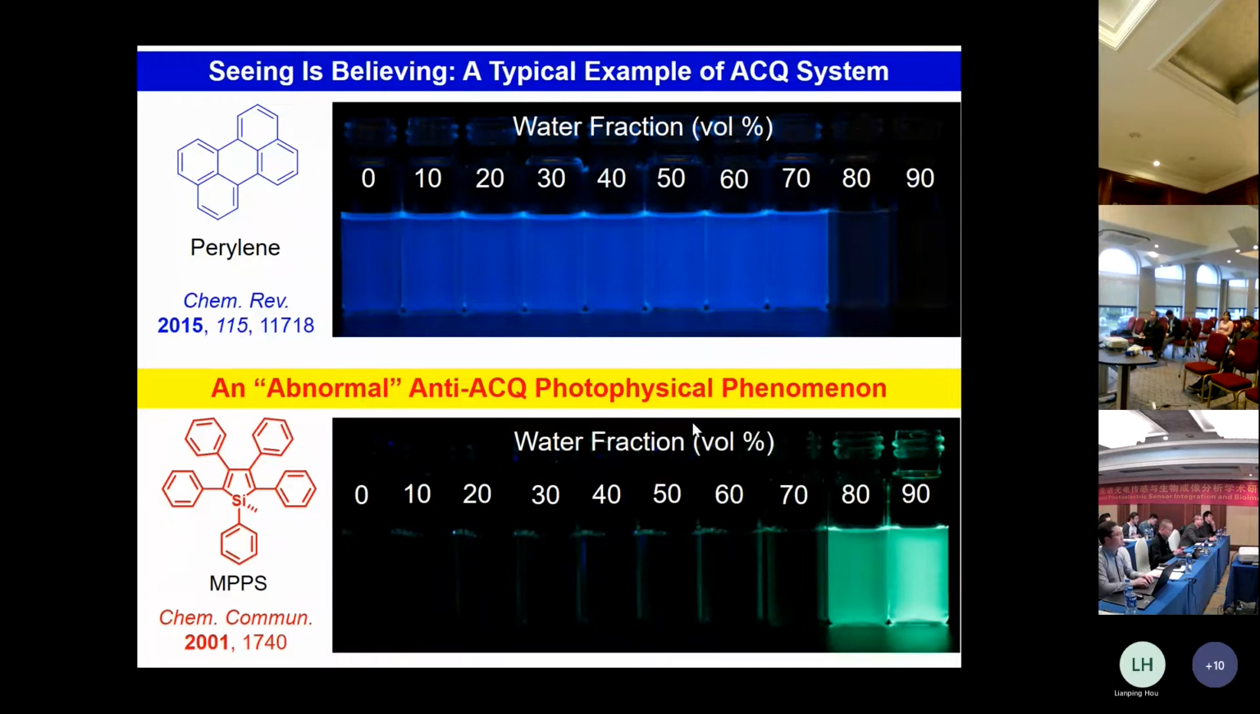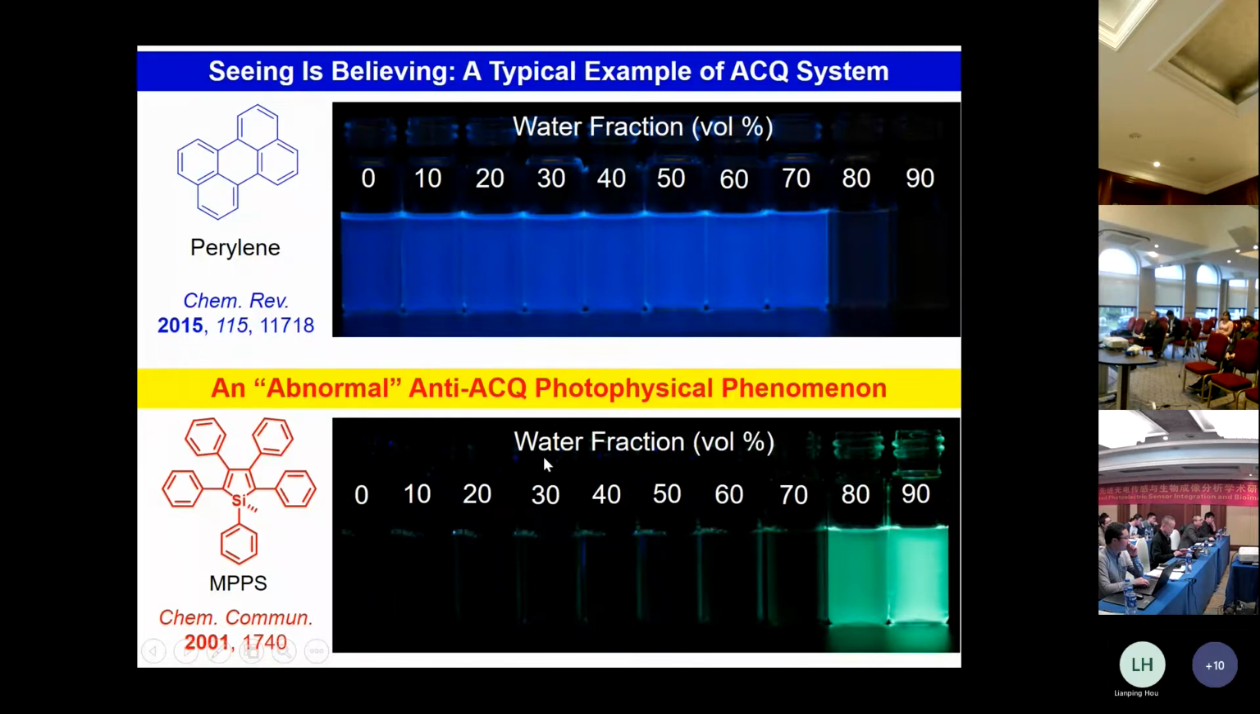People have tried to solve the problem, but with limited success. About 20 years ago, we observed an anti-ACQ phenomenon. This molecule is very strange. It's soluble in many organic solvents. However, if you use UV light to excite a dilute solution of this molecule in an organic solvent, you don't see any emission at all.